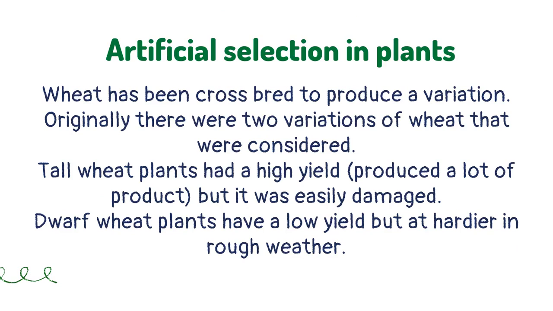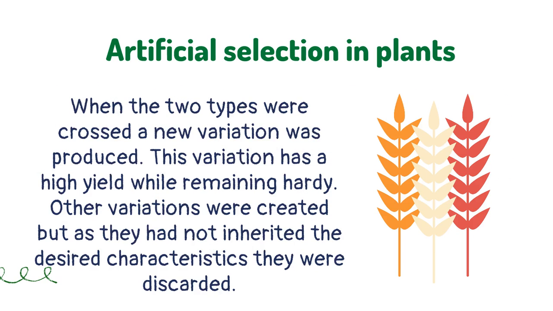An example of artificial selection in plants is wheat, which has been crossbred to produce a new variation. Originally there were two variations of wheat that were considered. Tall wheat plants had a high yield, producing a lot of product, but were easily damaged. Dwarf wheat plants have a low yield but are hardier in rough weather. When the two types of wheat were crossed, a new variation was produced. This variation has a high yield while remaining hardy. Other variations were created, but as they had not inherited the desired characteristics, they were discarded.